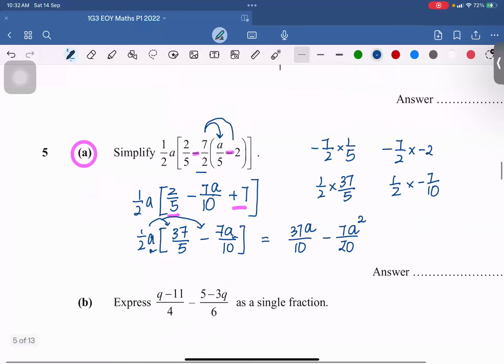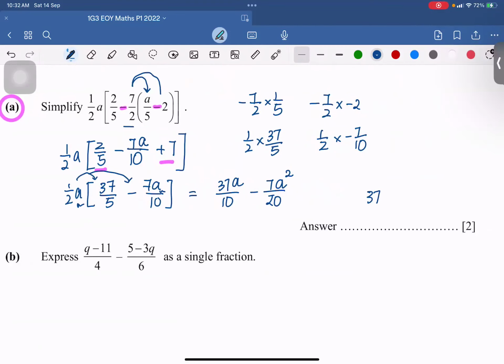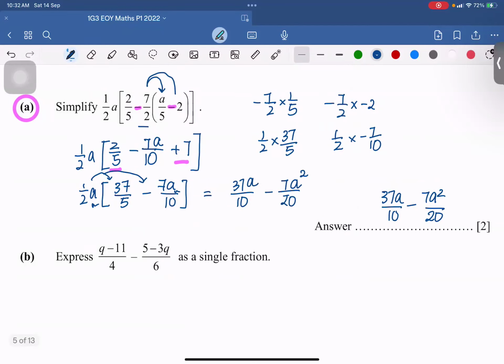All right. Okay, next question. So this one will be my final answer: 37a/10 minus 7a squared over 20. Right? Double check your answers. With me, I'm not sure whether I got any kind of mistake here or not. Okay. Next question. Question B.